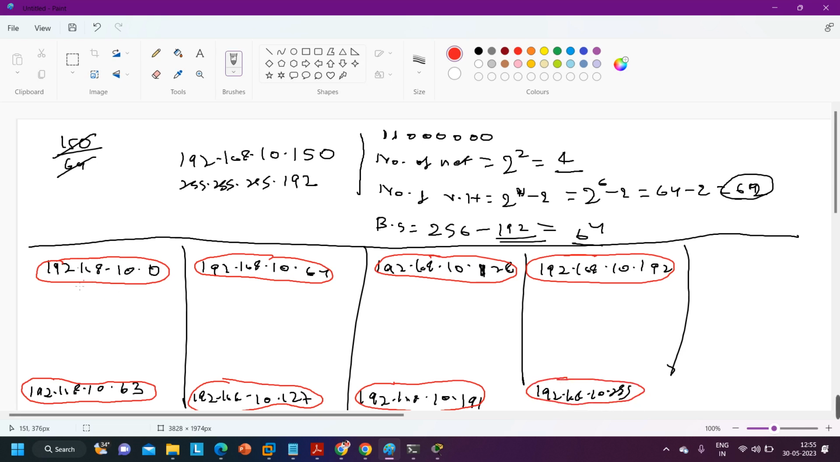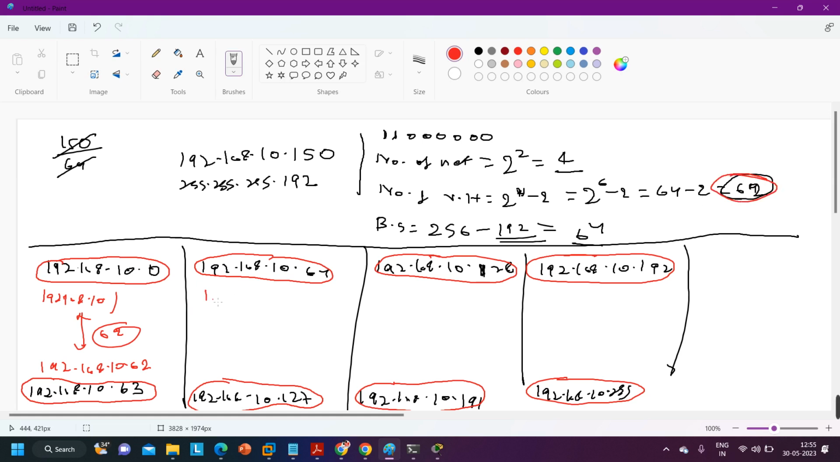Now, the first usable IP address will start from 192.168.10.1. My last usable IP address will be 192.168.10.62. How many total valid IP addresses are there? 62. And see, here also you calculate 62.